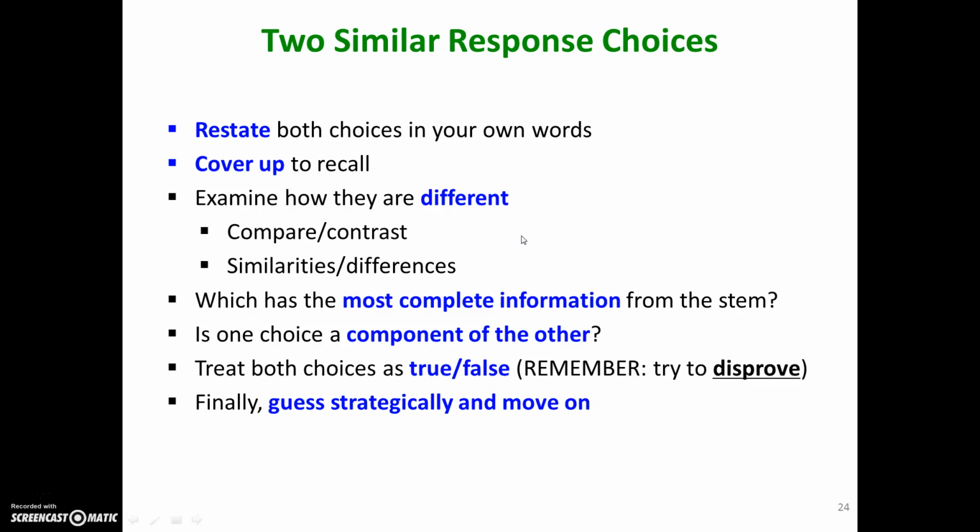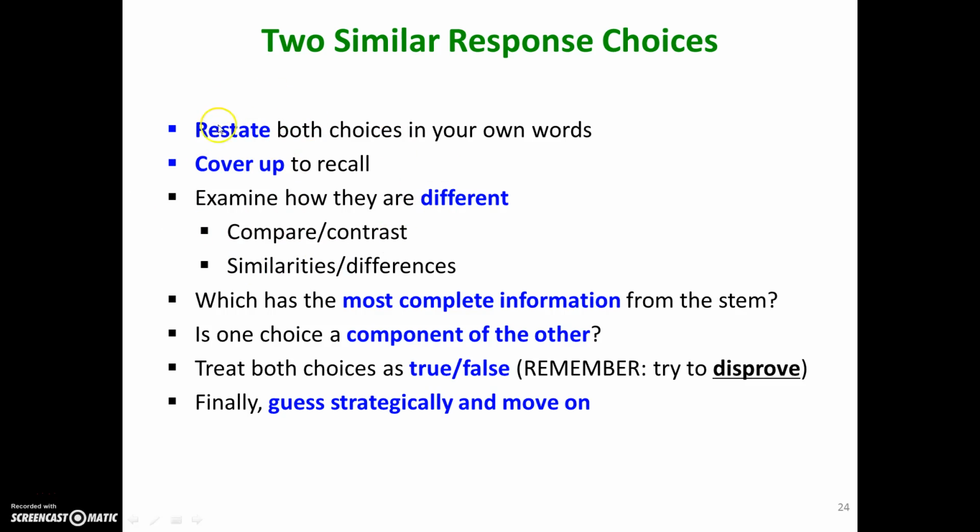This is one of the last ones we'll stop at here. What we mentioned before is that it's 2 answers and they're playing off of each other. They're very, very similar. So one strategy is just to restate both choices in your own words. If you can restate it, no, B is the answer because of this, and no, C is the answer because of this and that. If we can do that, then it's much easier. If we've tried the cover up method, we might already have come up with an answer. So use that one first.